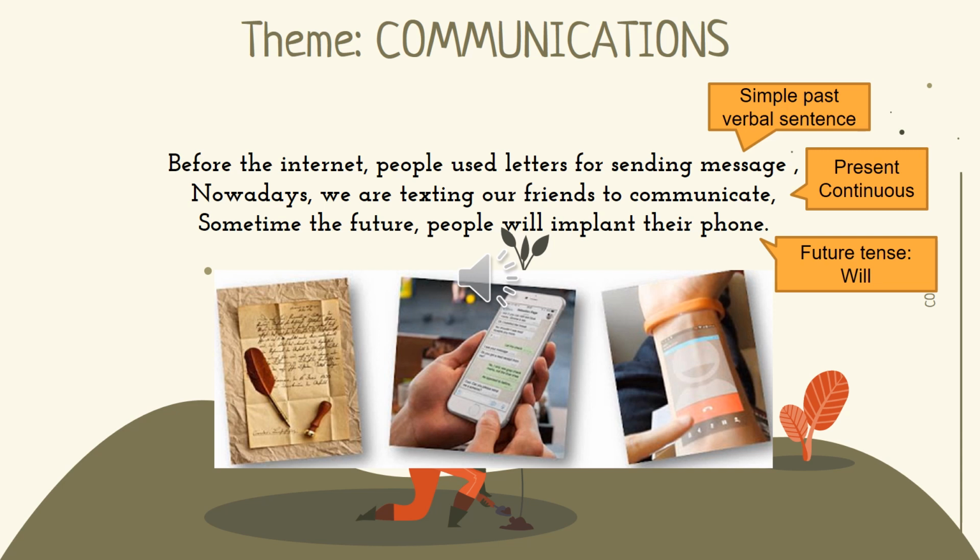The next example of a passage that tells time contrast is the theme of communication. The first sentence is: before the internet, people used letters for sending messages. Nowadays, we are texting our friends to communicate. Sometime in the future, people will implant their phones. The first sentence is an example of simple past of a verbal sentence. The next sentence is an example of present continuous, and the last sentence is an example of future tense using will.